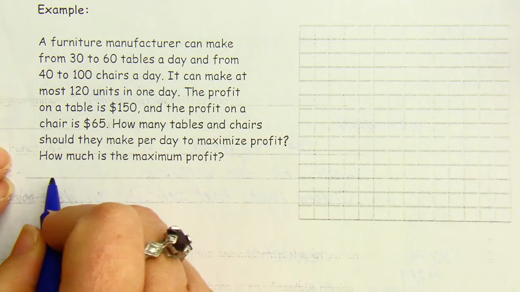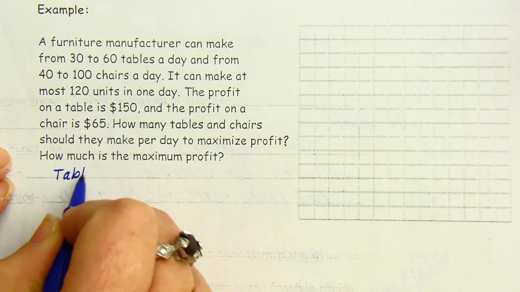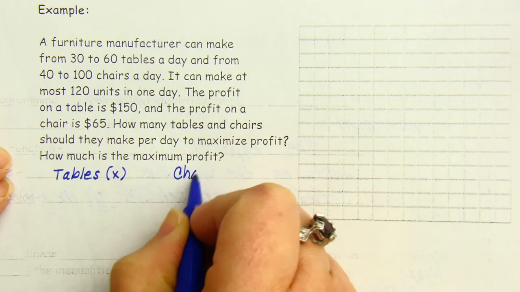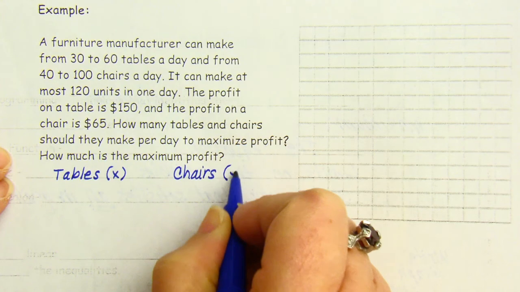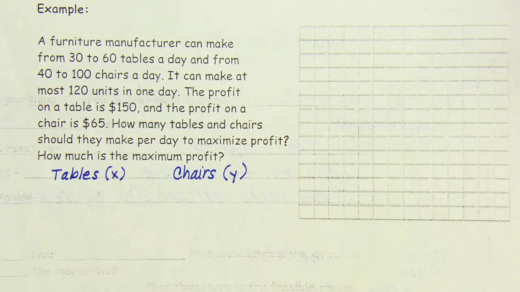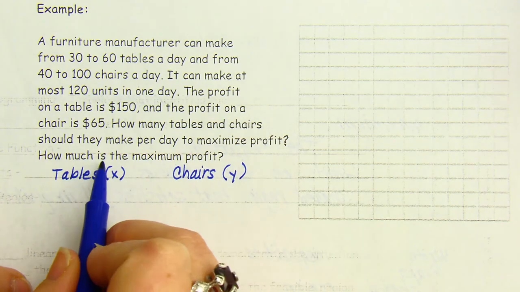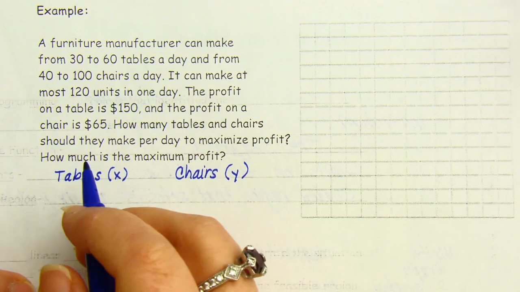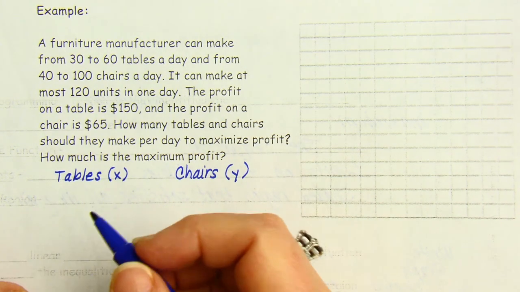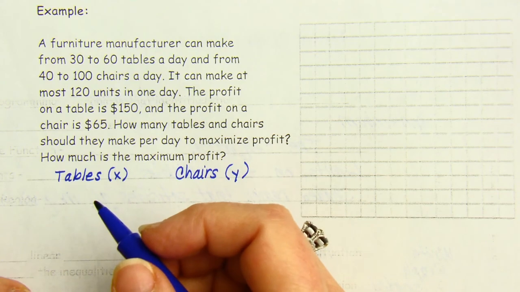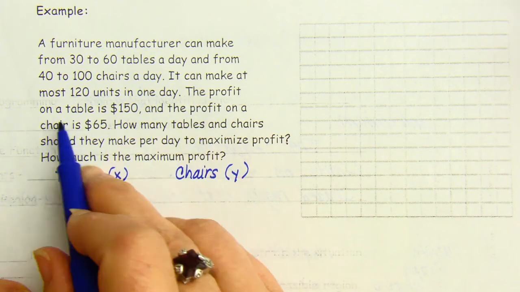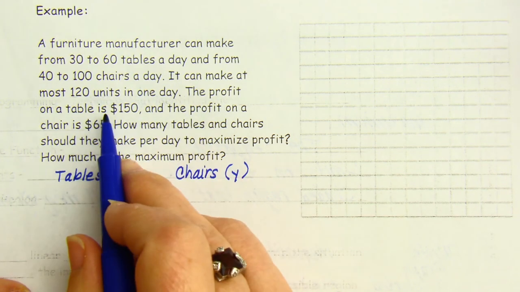I'm going to say tables is X and chairs is Y. When you see words like "is," or your verb words, like "spends" or "costs," that's where you're going to put your equal sign. So, the profit on a table is... that's going to be my objective function.